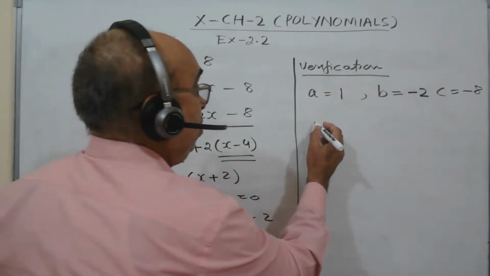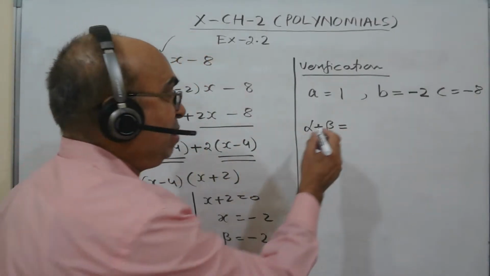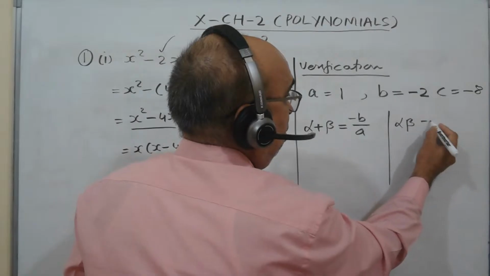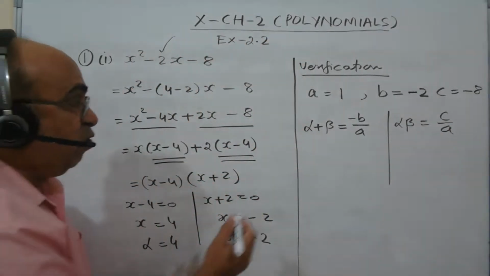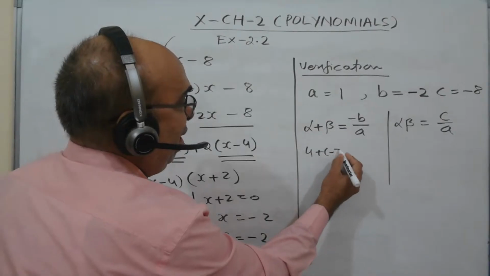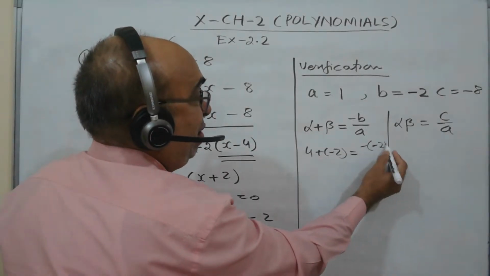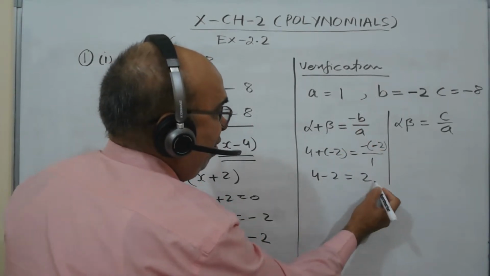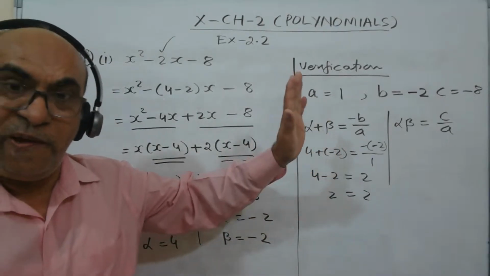And then alpha plus beta equal to how much? Minus B by A. And alpha beta? C by A. Good. So alpha plus beta is how much? 4 plus minus 2. Minus B, minus of minus 2, by A, means 1. 4 minus 2 equal to 2. 2 equal to 2. See, sum of zeros verified.